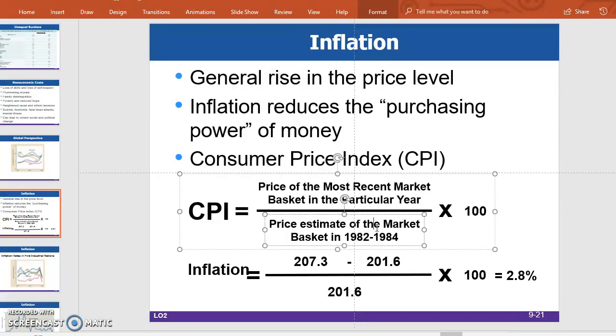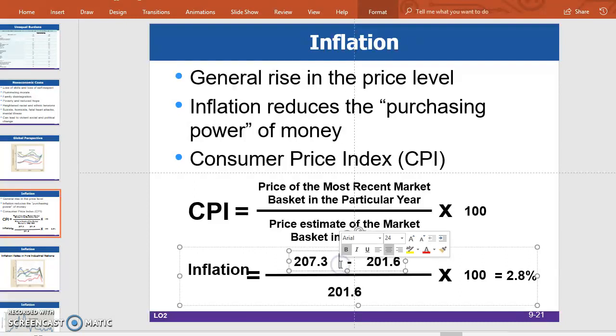The official CPI measures with this base year of 82-84. So you see this market basket is the same. We measure the cost of this market basket in the particular year and in the base year, take the ratio, and then multiply by 100 to make it a percentage. Now we can measure inflation. Inflation is the percentage change in the price level, the percentage change in the CPI, because CPI is measuring the price level.